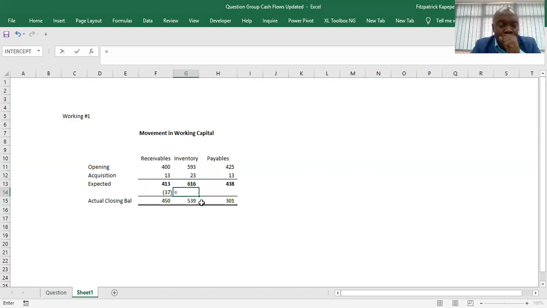Here, we expected to have inventory at 616. It went to 539. There was a cash inflow. Here, we expected trade payables to be at 438. It went to 301, meaning that we paid those cash out. Oh, sorry, that's a cash outflow.